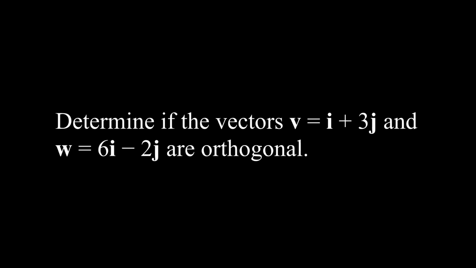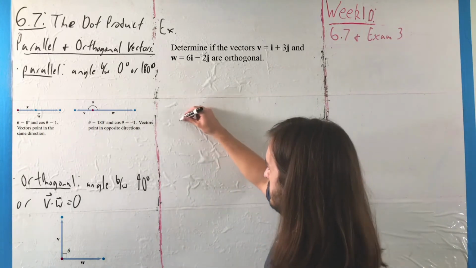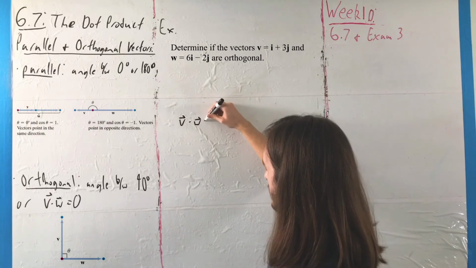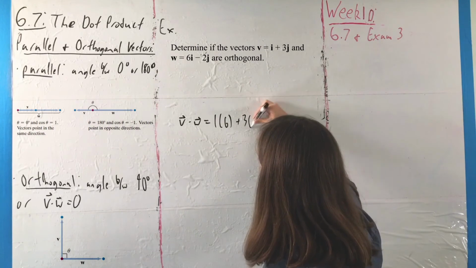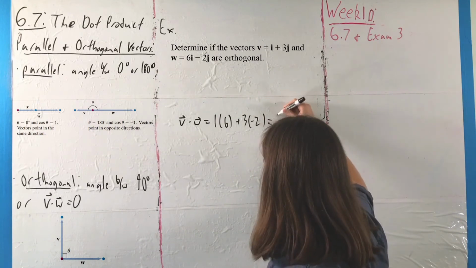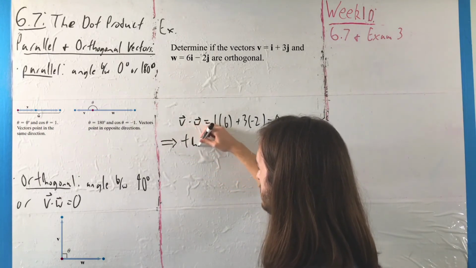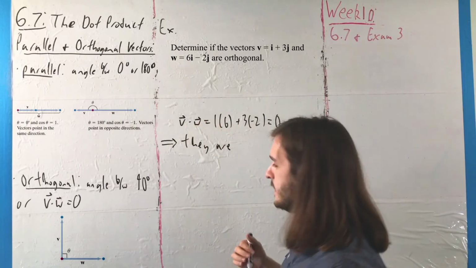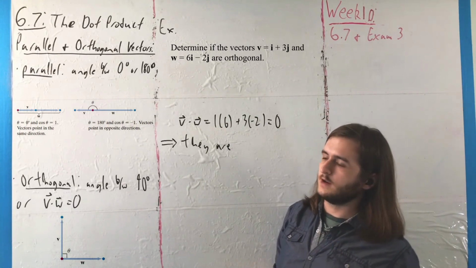So for this example, we want to check if the vectors v equals i plus 3j and w equals 6i minus 2j are orthogonal. And we'll do this with the dot product, where here we just take v dot w, where that will mean looking at 1 times 6 plus 3 times negative 2, and we will get 0. So they are orthogonal.